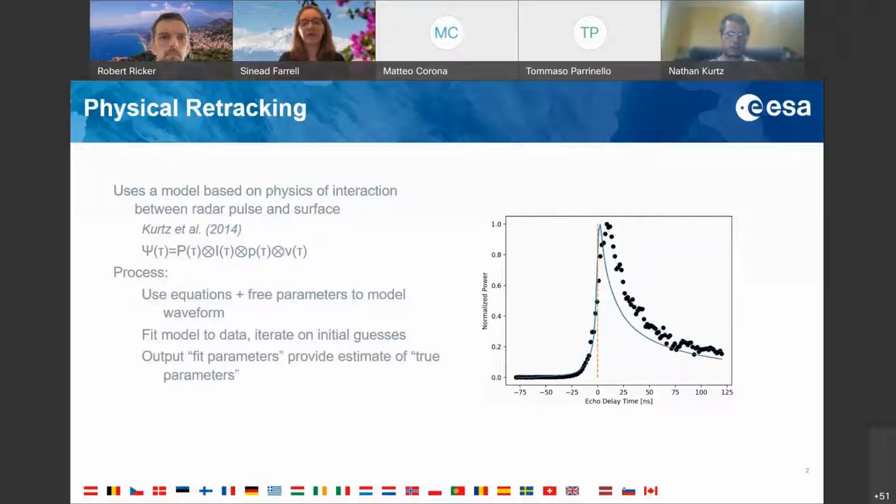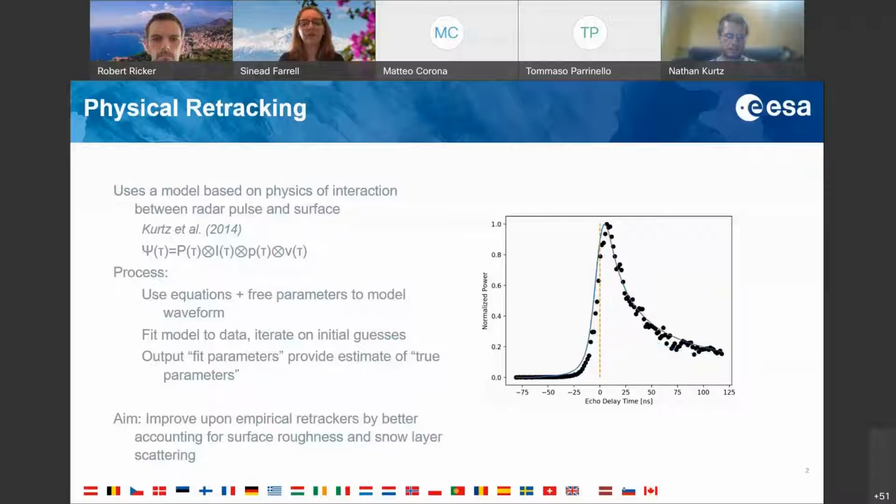Once the best fit waveform is found, these fit parameters are what we would call the estimate of the true parameters, and especially the tracking point would probably be the most important one, but other ancillary data like the surface roughness could be estimated from this approach. The idea with this is that with the physical model, we should be able to account for things like surface roughness and snow layer scattering within the CryoSat 2 waveform. So that's what I'll talk about here.